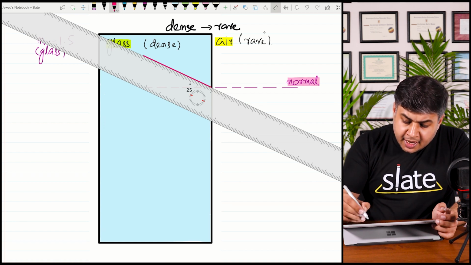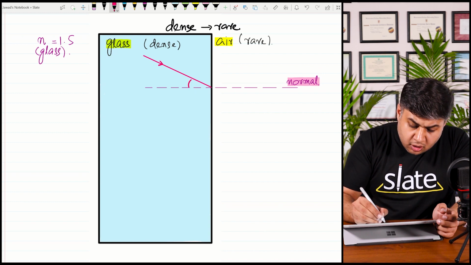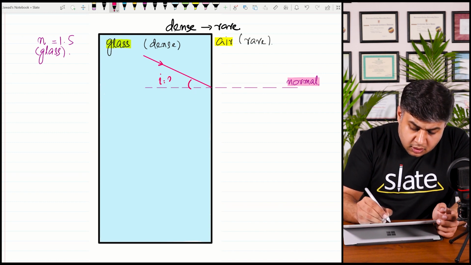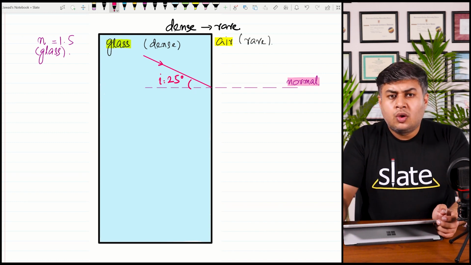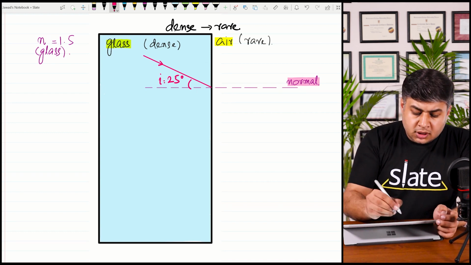So this is hitting this point of incidence. This incident ray is hitting at an angle of incidence of 25 degrees. What will be the value of angle of refraction? Let's find out using the formula.